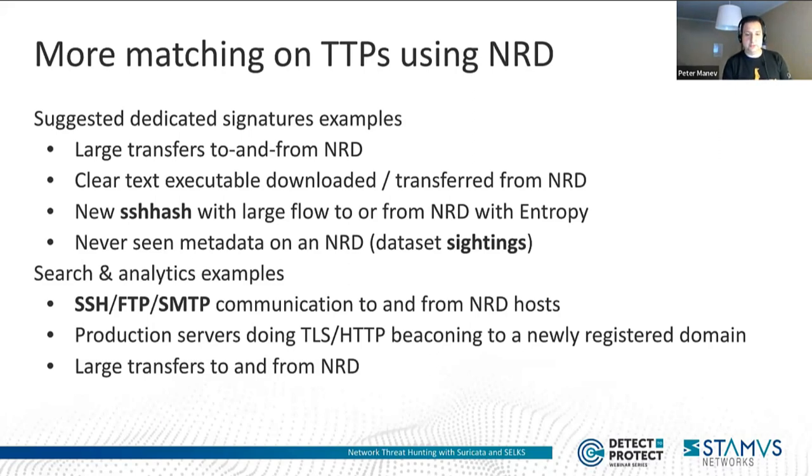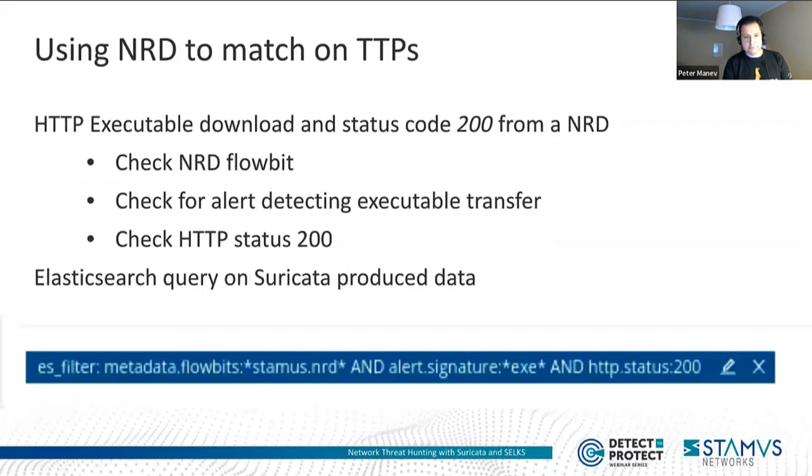How does this translate into actual reality? Let's have a look. And I'm going to demo that to you shortly with a public pickup, in actual hands-on. So here is the basic query. What we're saying here basically is, give me any executable download that is over HTTP, that has a status code of 200, and that is in a flow that has been marked to a newly registered domain. So that is actually much more interesting to look at than simply, yeah, okay, it's an executable transfer. So this is basically an Elasticsearch query on Suricata data.